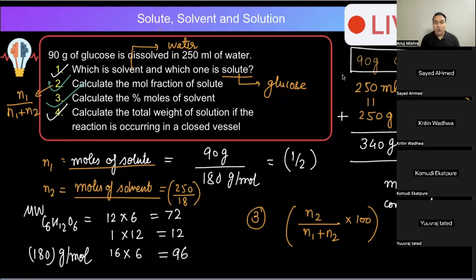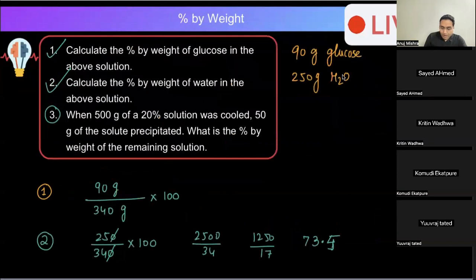Then we talked about the total weight of solution if a reaction is occurring in a vessel. So we added both the components. We got the total. Why have they used the words closed vessel? Because if, let's say, some gaseous component is there, it can escape the given vessel. Then we came to percent by weight of glucose and percent by weight of water.